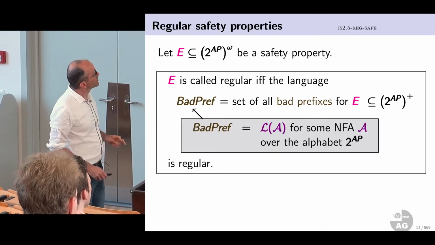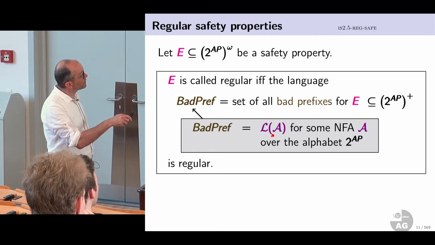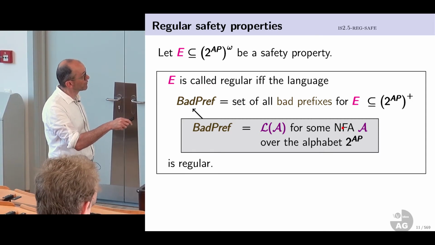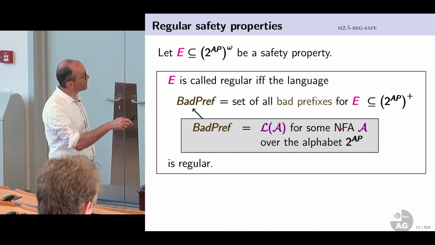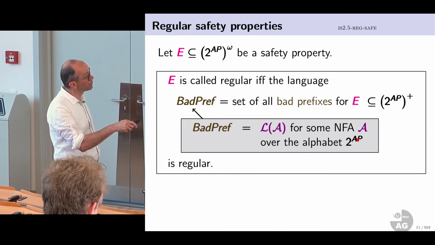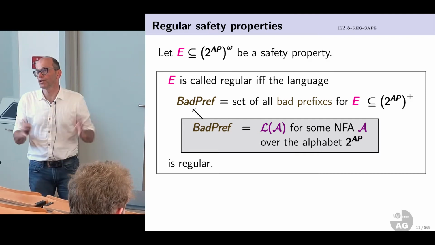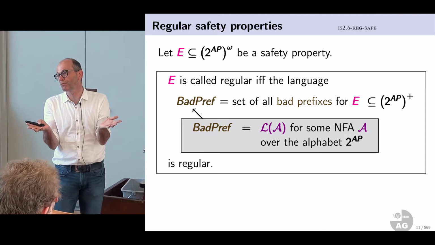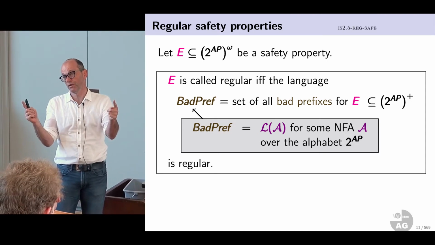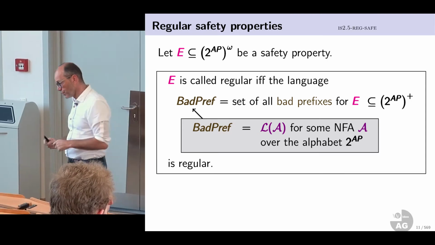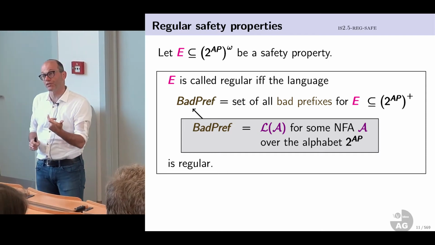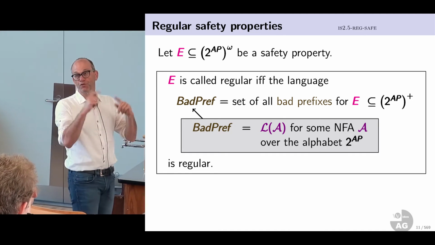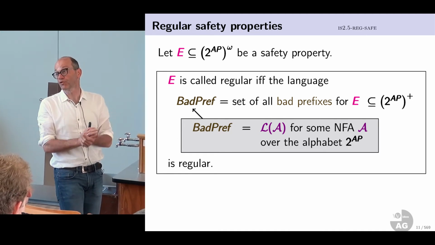So that means that the set of bad prefixes can be represented by the language of some non-deterministic finite state machine, and the alphabet of this machine is 2 to the power AP. Why is it 2 to the power AP? Well, it needs to recognize all the bad prefixes. Bad prefixes are finite words, and every symbol in the word is a set of atomic propositions. So the symbols that my automaton has on its transitions are sets of atomic propositions.